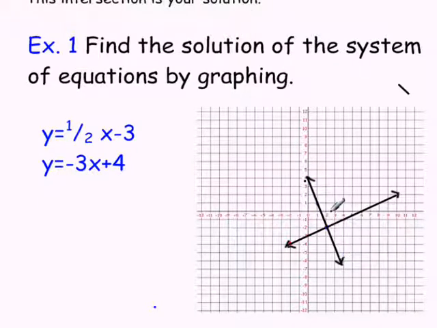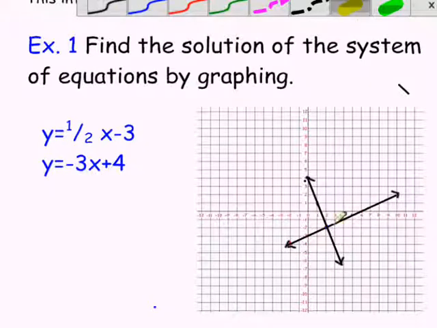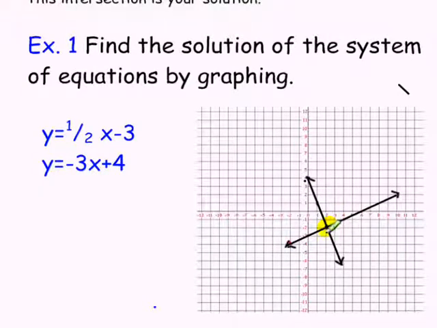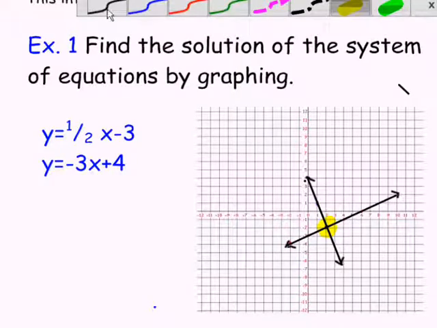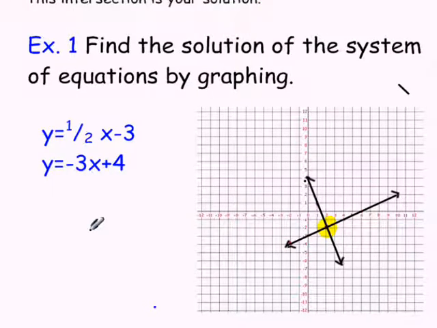Okay, if you'll notice, we cross at this point right here. We name that point. Our x-coordinate is 2. Our y-coordinate is -2. And that is our answer.